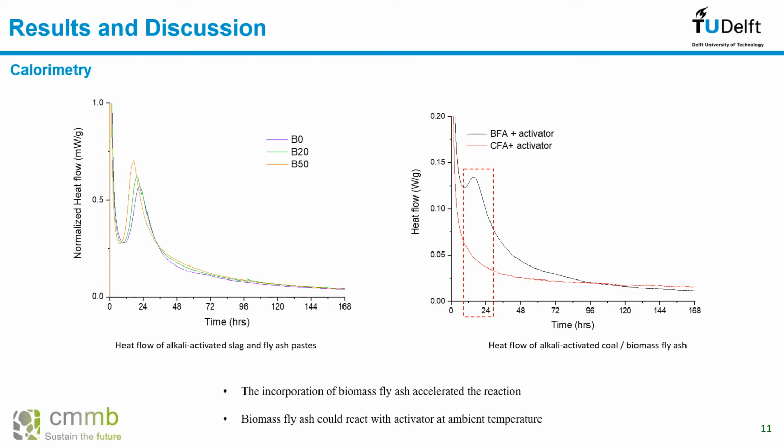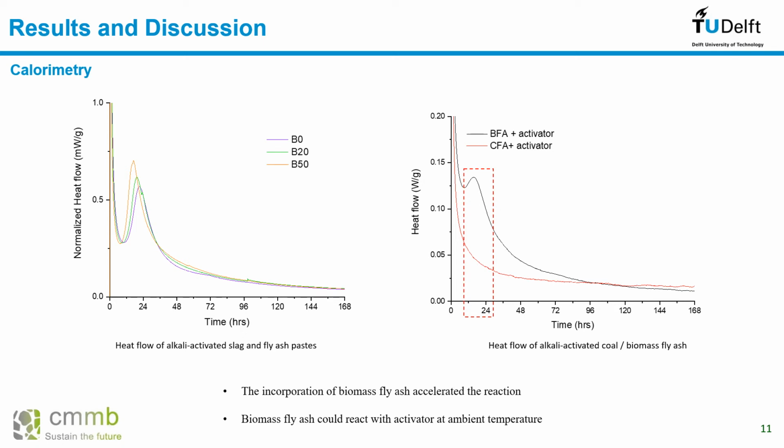So to explain the reason, we also did experiments by blending the biomass fly ash with the activator and made a comparison with the coal fly ash, as you can see from the right figure. And we find that around 20 hours, there's a second exothermic peak for the biomass fly ash paste, which means that the biomass fly ash could actually react with the activator at room temperature to form C-S-H, which is also reasonable because we have a lot of calcium inside.